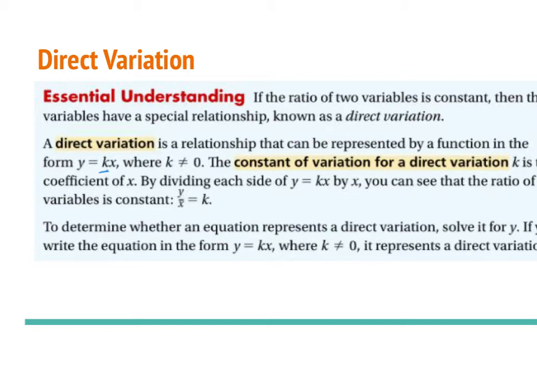To determine whether an equation represents a direct variation, solve it for y. If you can write the equation in the form y equals kx, where k is not equal to 0, it represents a direct variation, okay? So we're going to determine whether something is a direct variation, and then find out what the k is. Who needs more time on this slide? Raise your hand. Okay, about one more minute, guys.